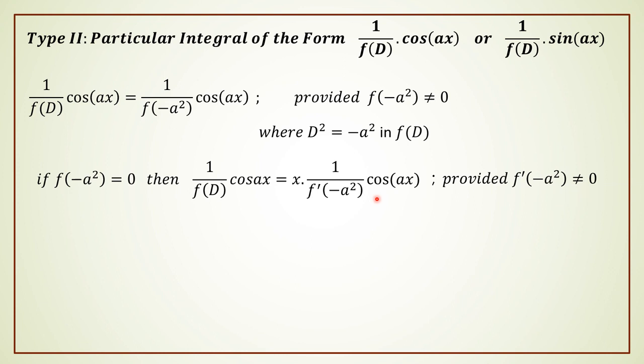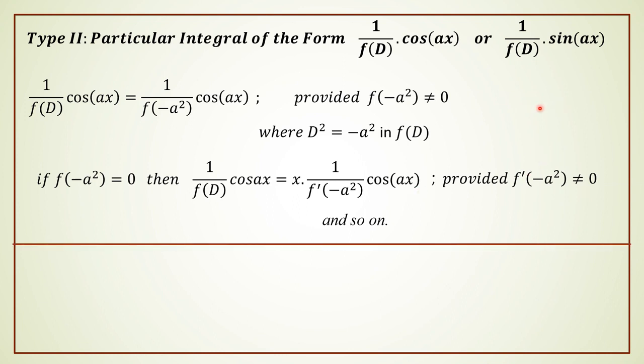If your f dash of minus a square is 0, then instead of x you have x square, x square into 1 by f double dash of minus a square into cos ax. Okay. The same thing holds for sine function also. So let me explain it with an example.